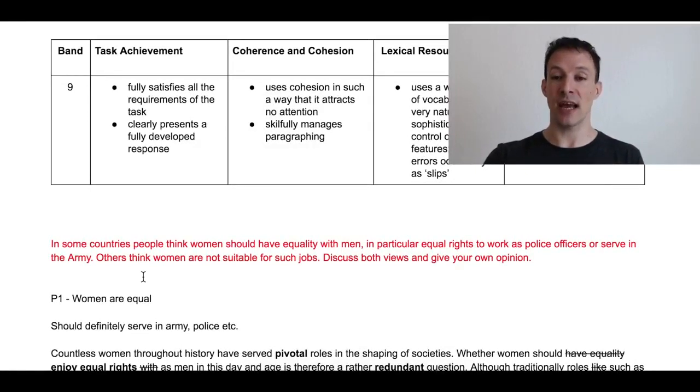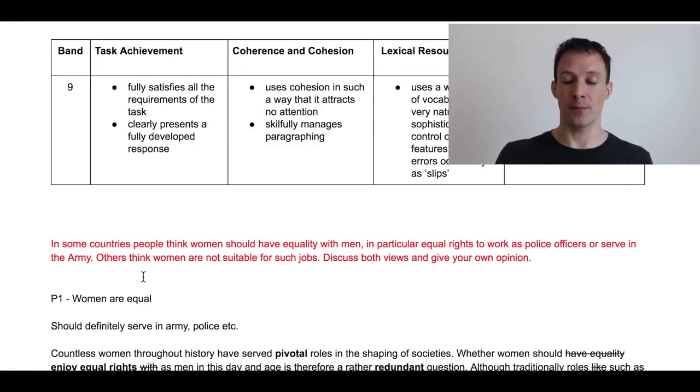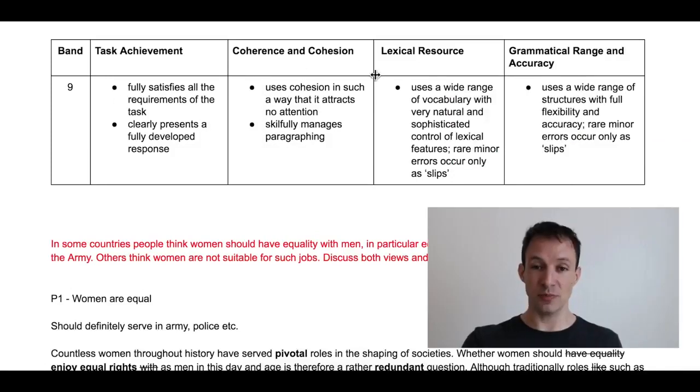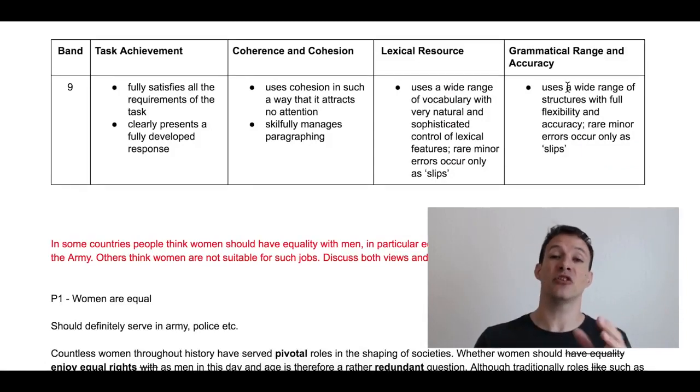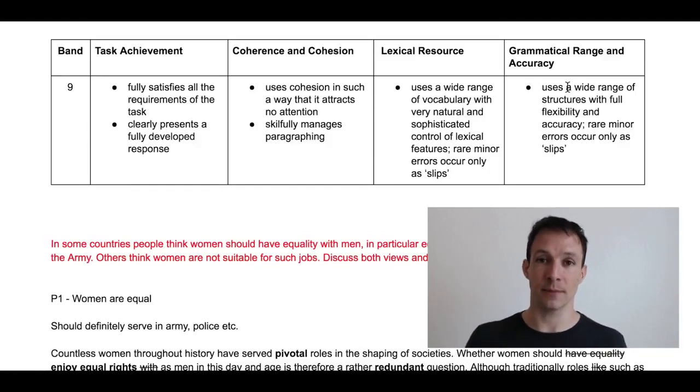So as you can see, we have this wonderful copy of the band descriptors. This is a copy of the official one. I just had to copy paste it into a Google Doc instead of using the PDF because the PDF would have trademarks on that I'm not allowed to use. Anyway, let's jump into it. So, task achievement, cohesion and coherence, lexical resource, grammatical range and accuracy. These are all the 4 criteria that the examiner is going to use to review your IELTS essay.